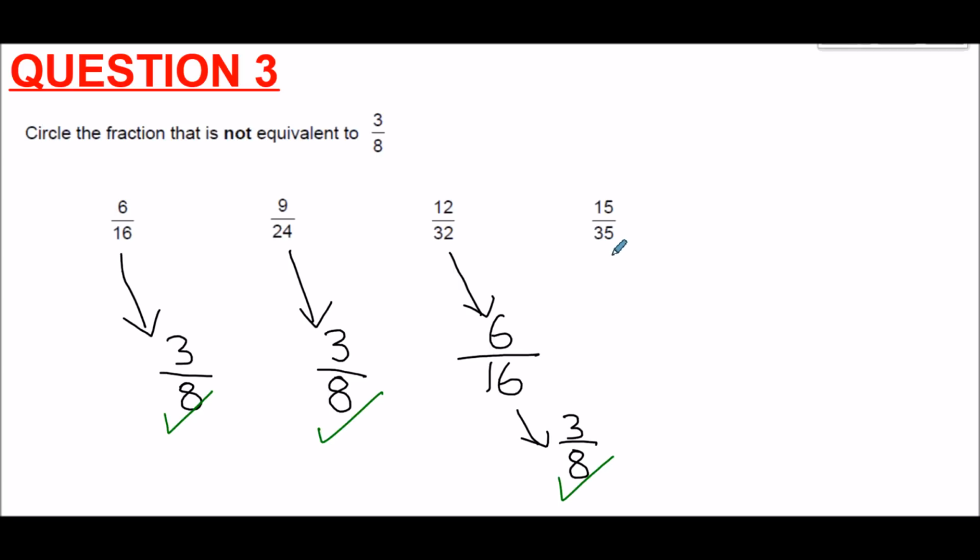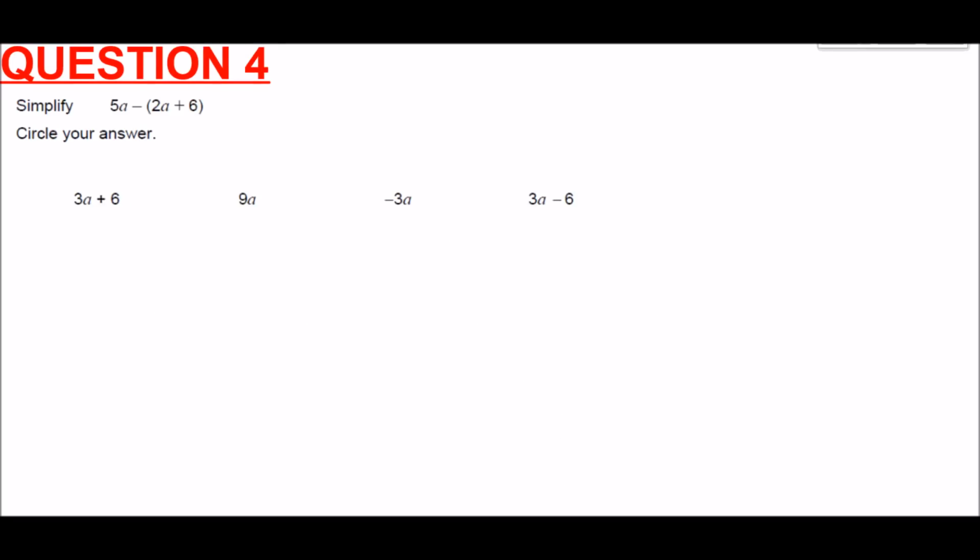But just to make sure, let's do it anyway. If a number ends in a 5 or a 0, it means we can divide it by 5. So because both these numbers end in a 5, we can divide each of them by 5. So first of all, 15 divided by 5 gives us 3, but 35 divided by 5 gives us 7. This is the odd one out. This one, 3/7, isn't 3/8, and so we need to be circling 15 over 35, because this one doesn't fit the pattern. That one isn't the same as 3/8. Question 4.